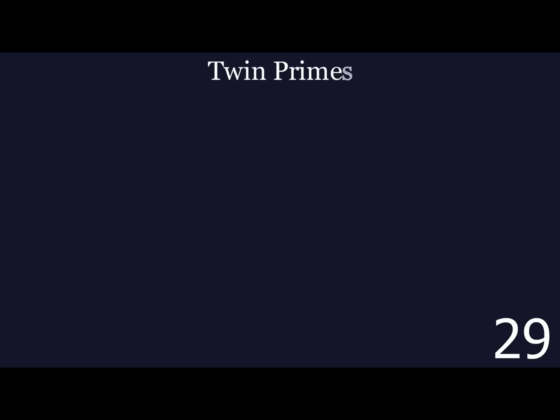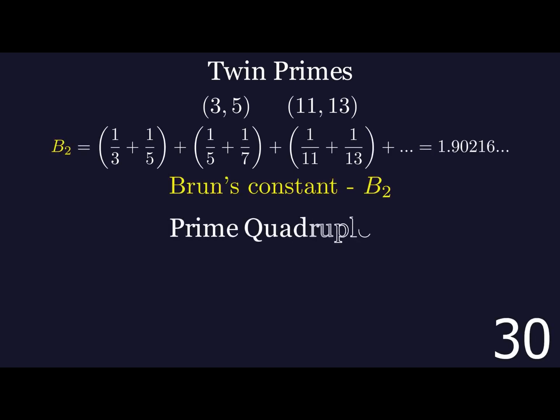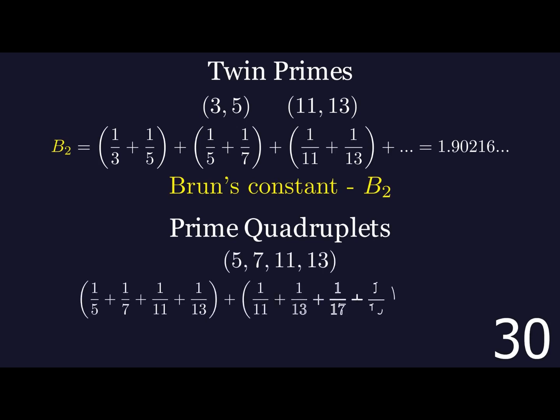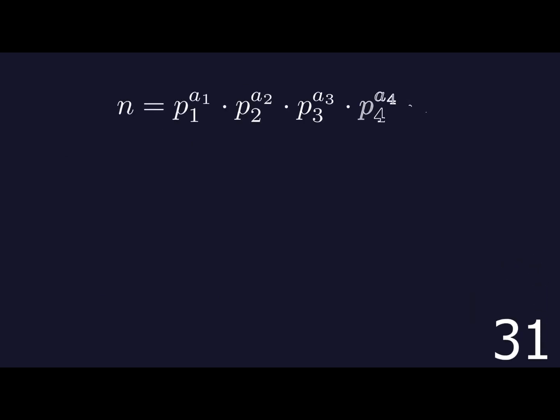A pair of twin primes consists of 2 primes that differ by 2, like 3 and 5 or 11 and 13. The sum of the reciprocals of all twin primes is approximately 1.9, known as Brun's constant. A prime quadruplet consists of 2 pairs of twin primes separated by 4, such as 5 and 7 and 11 and 13. The sum of the reciprocals of all prime quadruplets is approximately 0.87 and is called Brun's constant for prime quadruplets.